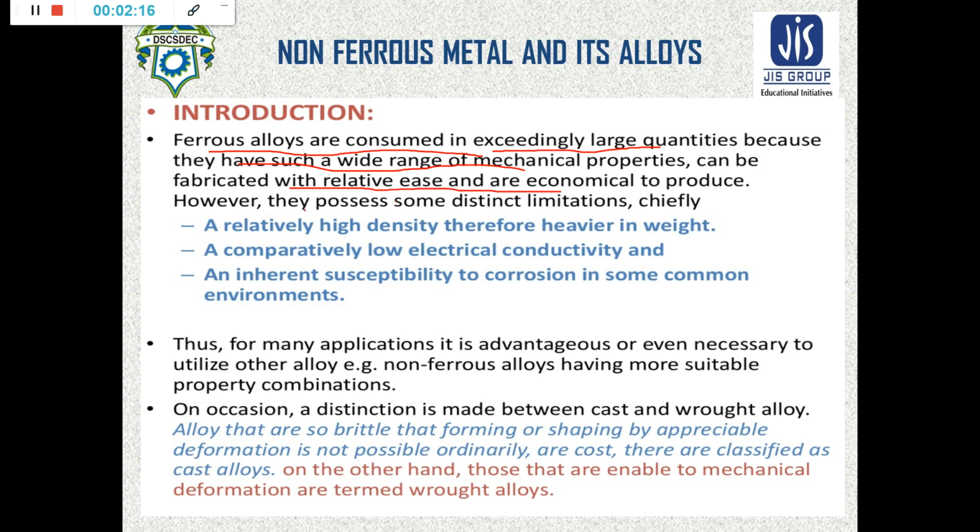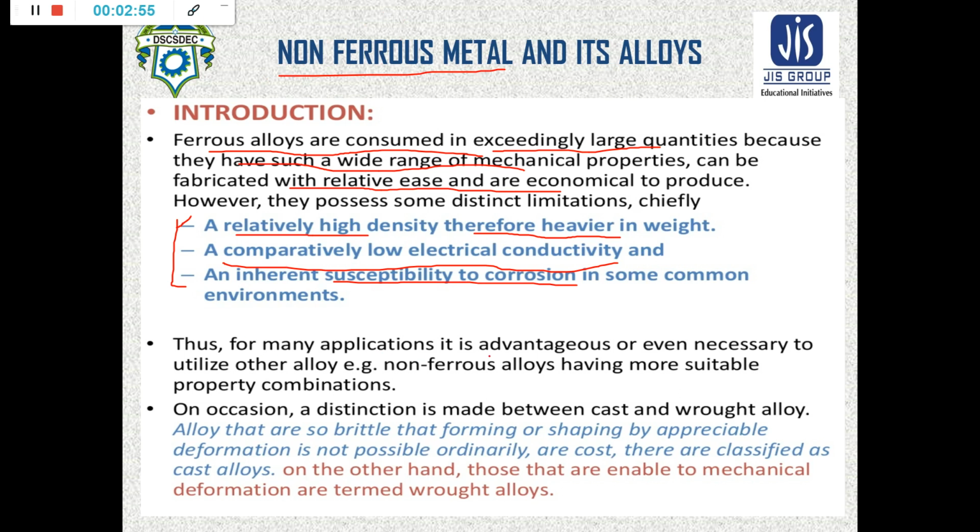However, there are some limitations. Ferrous alloy has some limitations, such as relatively high density. Therefore, it is heavier in weight. Secondly, what are the problems? Comparatively low electrical conductivity is there, and the susceptibility to corrosion is the main problem with the ferrous metal. So to overcome this limitation, what is introduced? Nonferrous alloy, nonferrous metals are introduced.